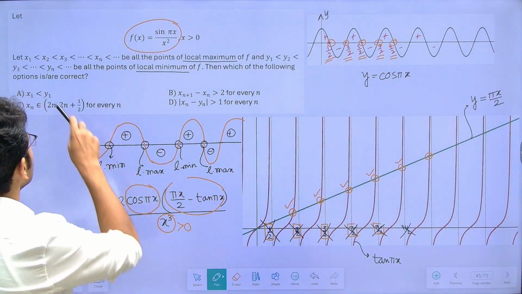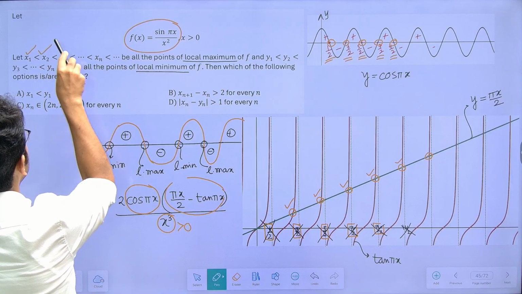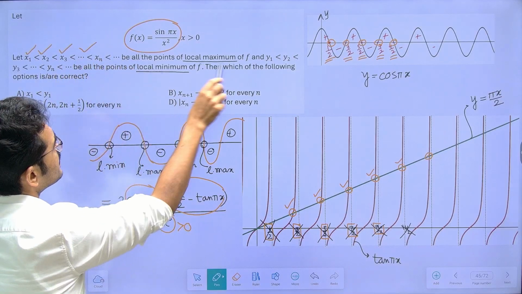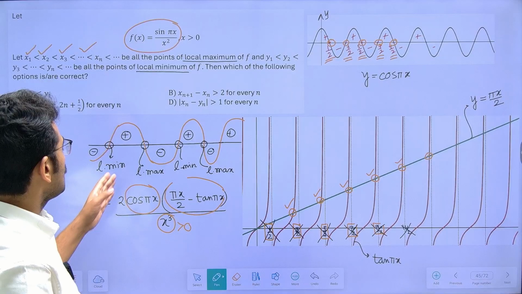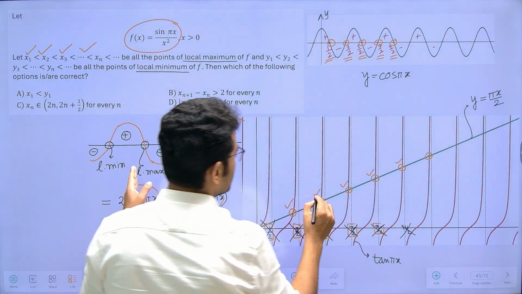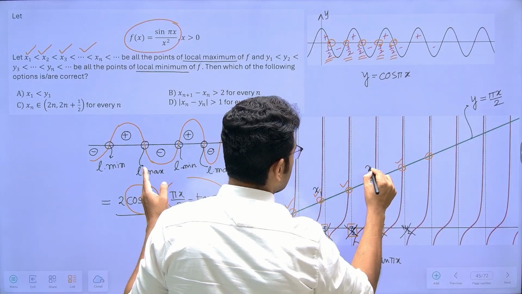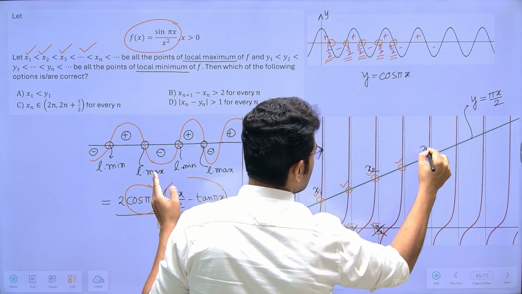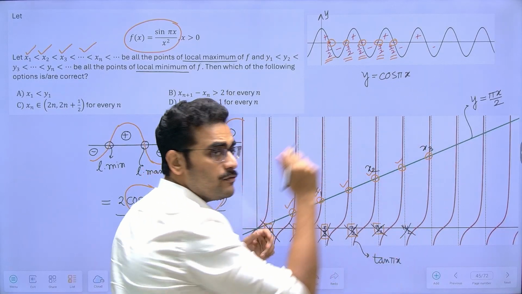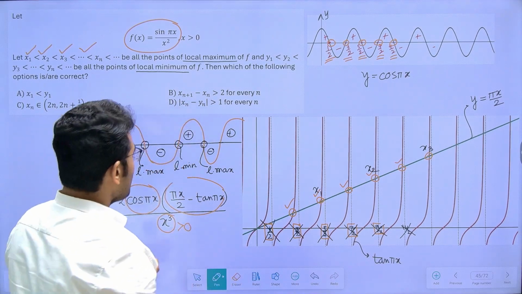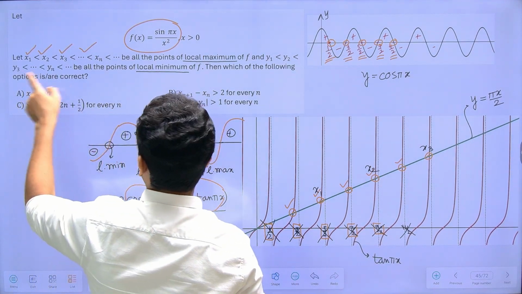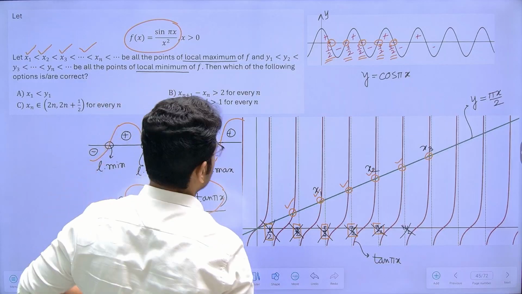So if you now locate the points, x1, x2, x3, x4, these are the points of local maximum. You can see that this will be x1, this will be x2, this will be x3, these will be the points of local maxima, and the local minima points will be y1, y2, y3. These are the points of local minima.